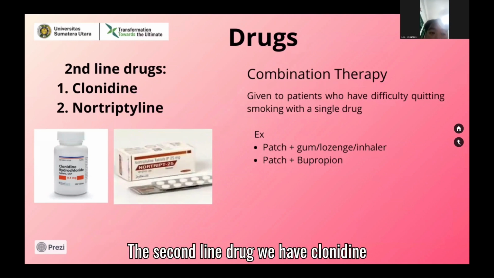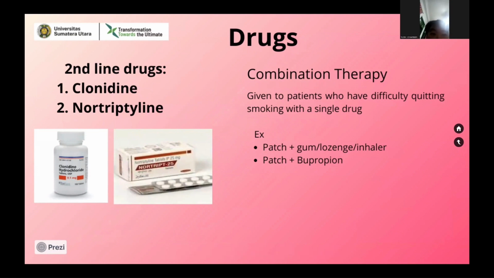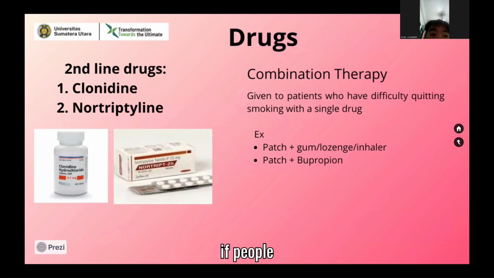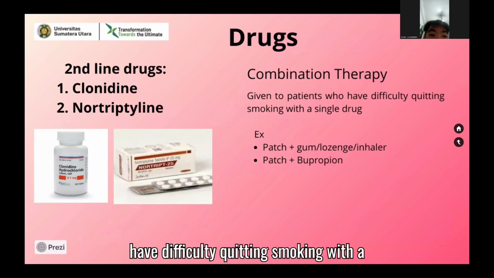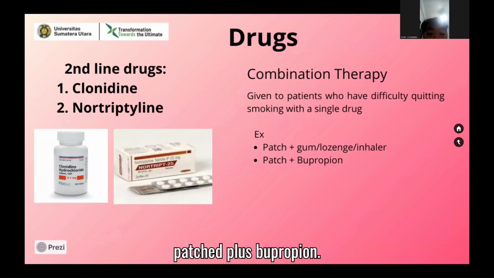For second line drugs we have clonidine and nortriptyline, but they are rarely used. Also, we can have a combination therapy if people have difficulty quitting smoking with a single drug. For example, we can have a patch plus gum, lozenge, or inhaler, or we can have a patch plus bupropion. Next.